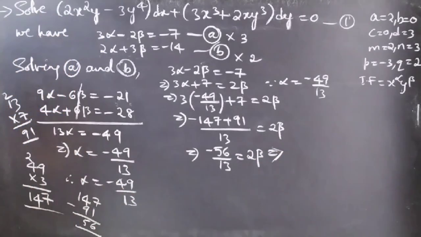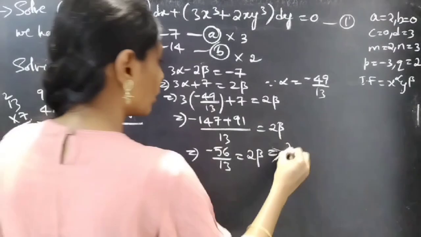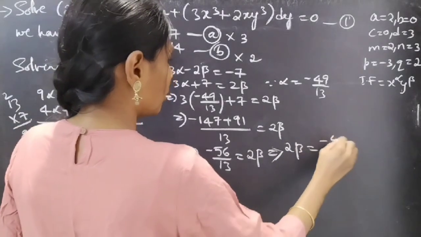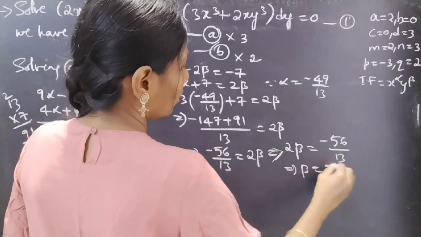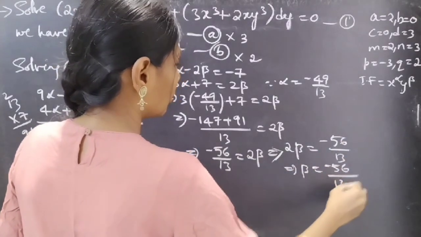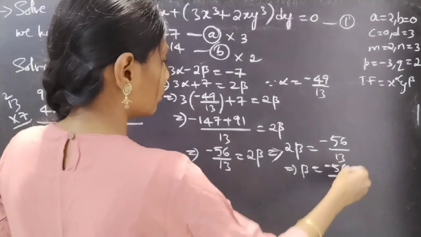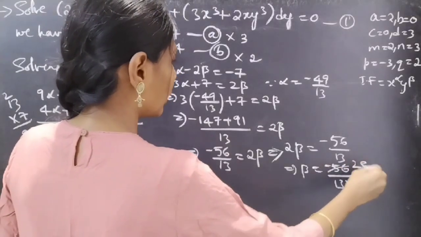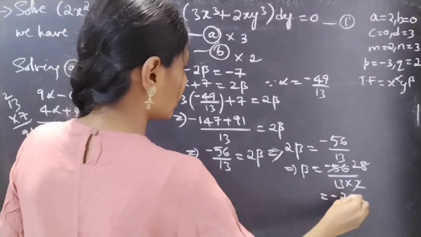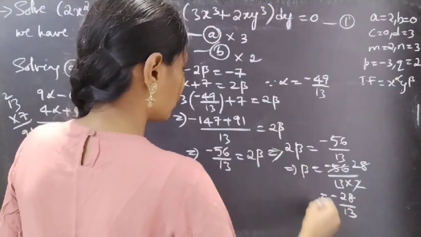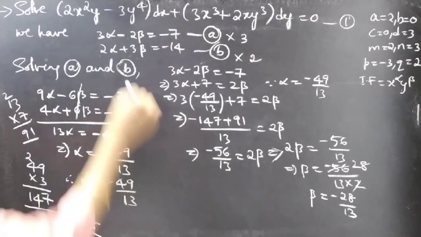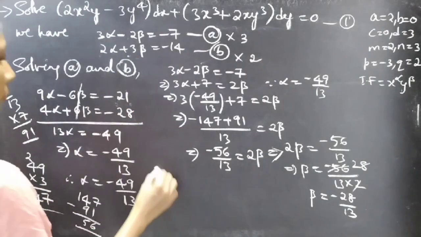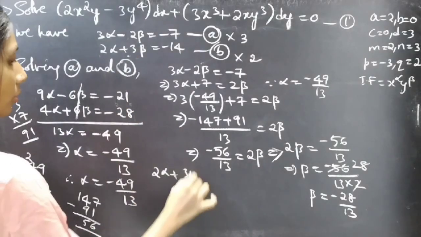Okay, now we can write this as 2 beta equal to minus 56 by 13, or beta equal to minus 56 by 13 into 2. 2 ones are 2, 2 twos are 4, 2 eights are 16, which gives us minus 28 by 13. Beta equal to minus 28 by 13. Now coming to the second equation, let's try this also.